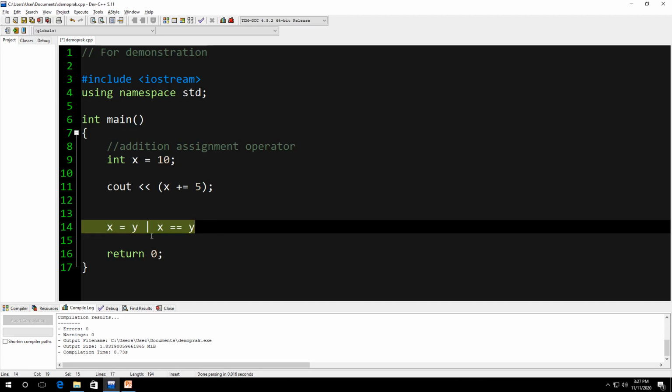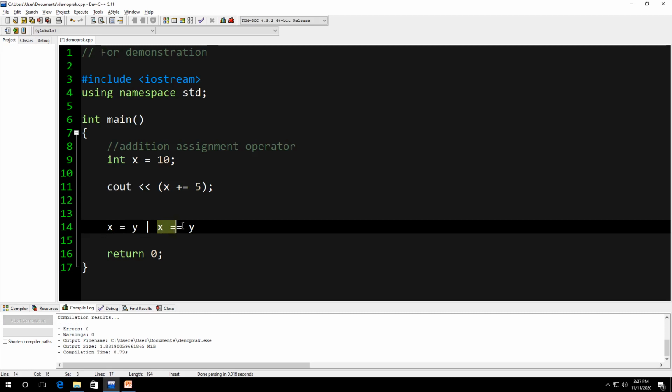This is not the same. This one is different. X equals y, while this one is comparing: is x equal to y? So that's why this is a comparison operator. You are comparing if x is equal to y, while this one you are giving a value that x is equal to y, which is correct, which is true.